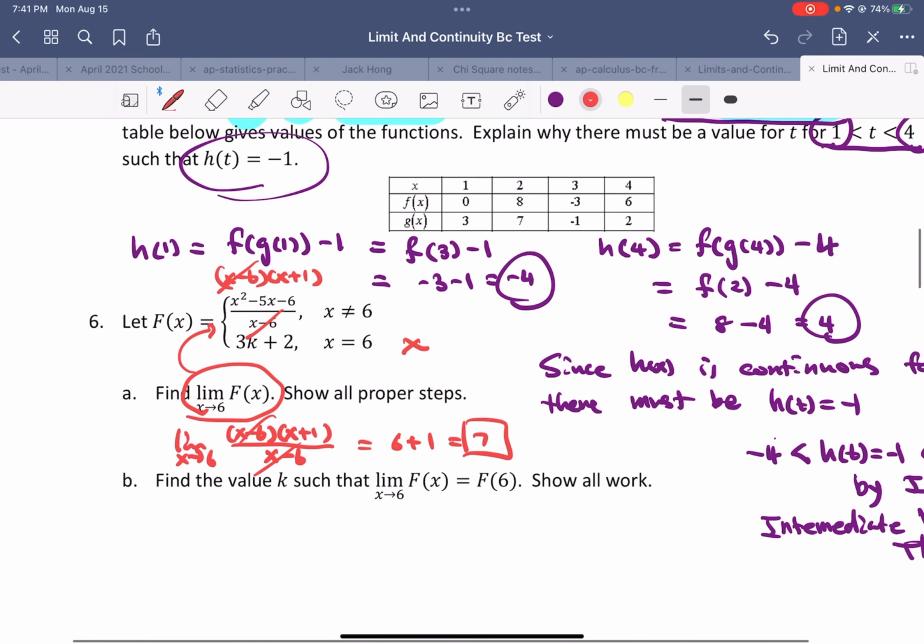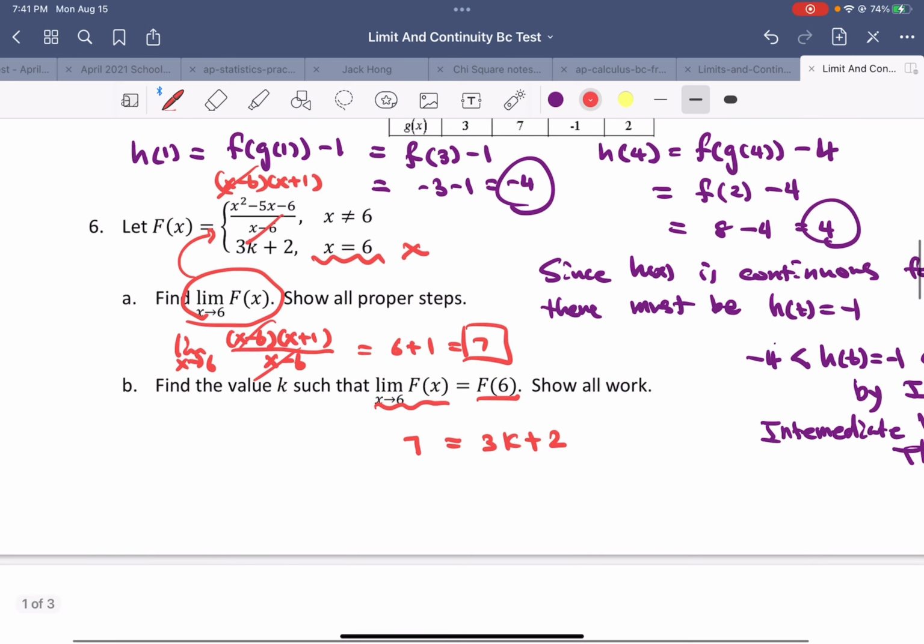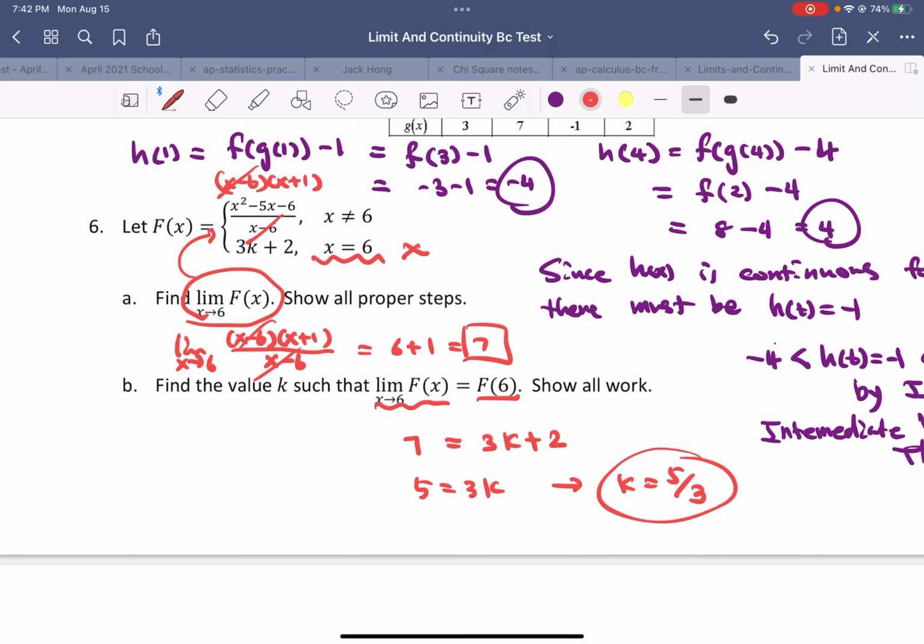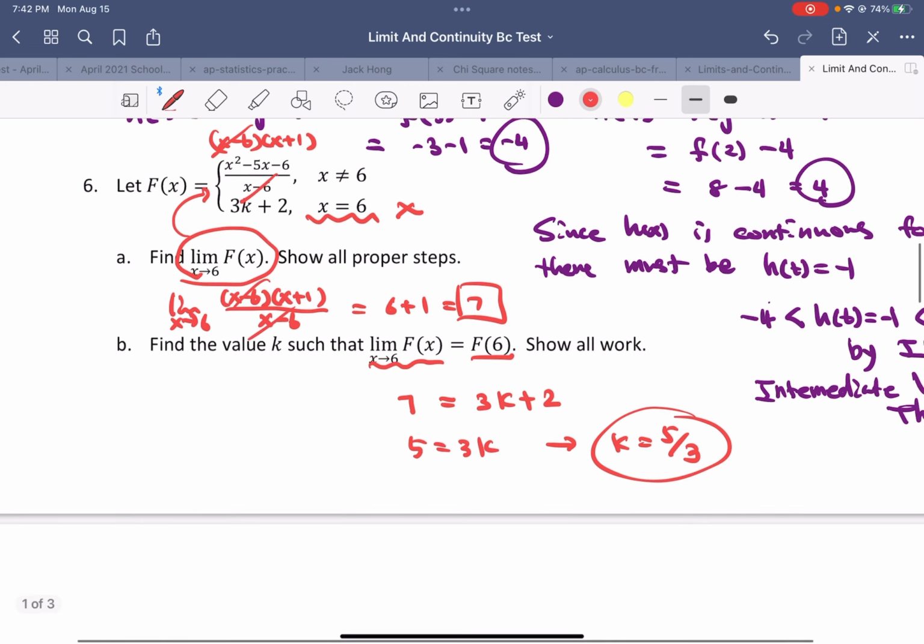It equals 7. Now B, the value of k such that the limit as x equals 6 of f of x is equal to f of 6. Now when x equals 6, you have to use this. Okay, right hand side, f of 6 is 3k plus 2. So on the left hand side, we just found that 7 equals 3k plus 2. Now to solve that, you subtract 2 from both sides, so 5 equals 3k. So k is 5 over 3. That's the k value. Okay, so you set them equal to each other and then find it out.